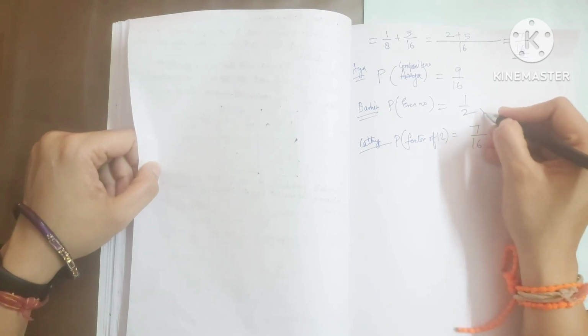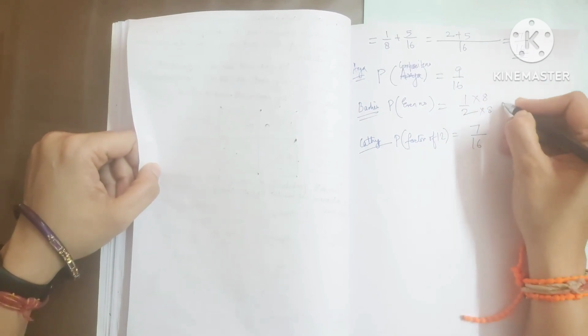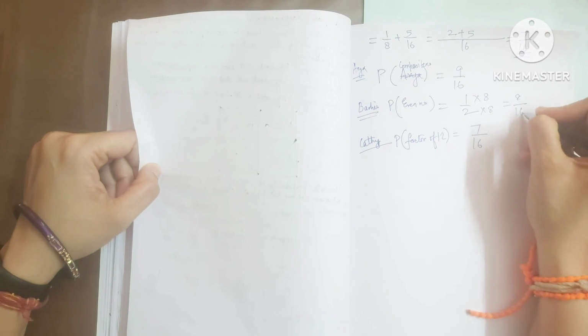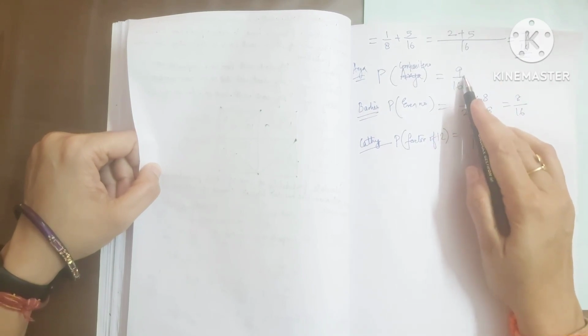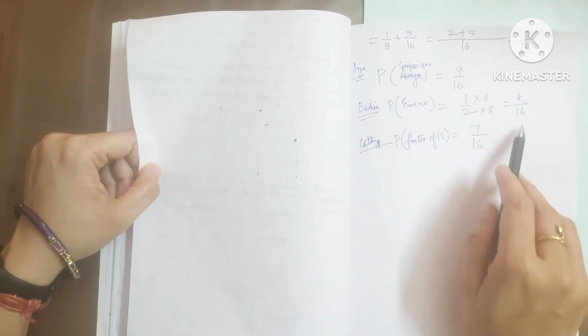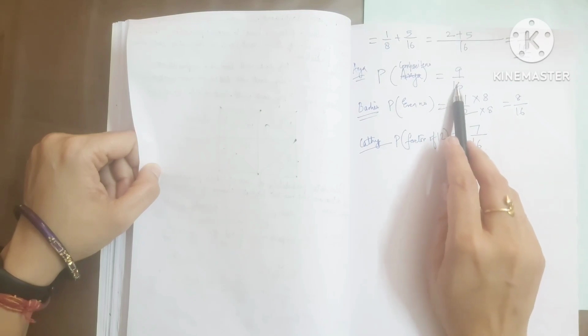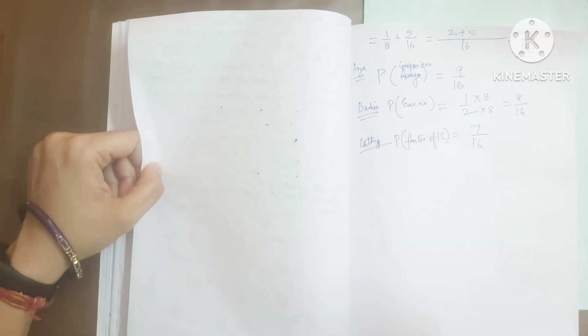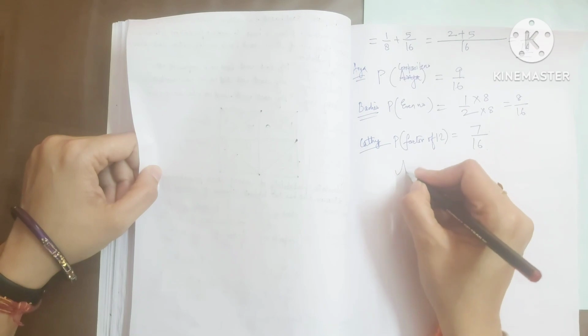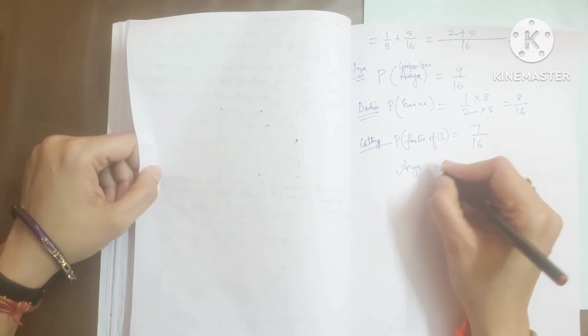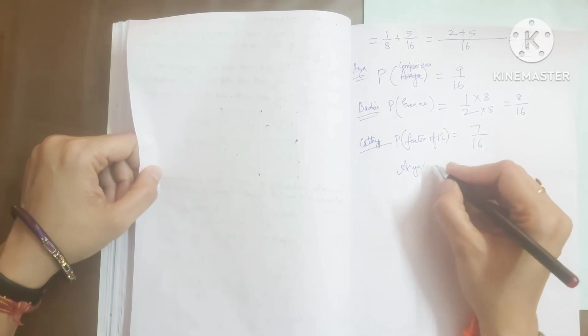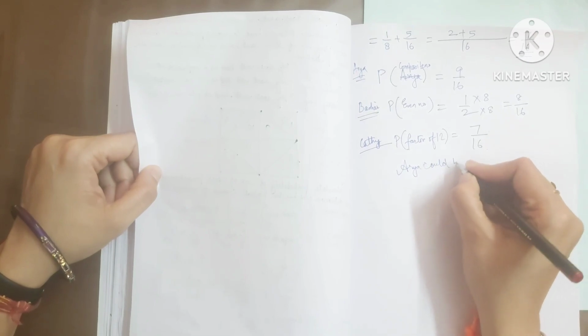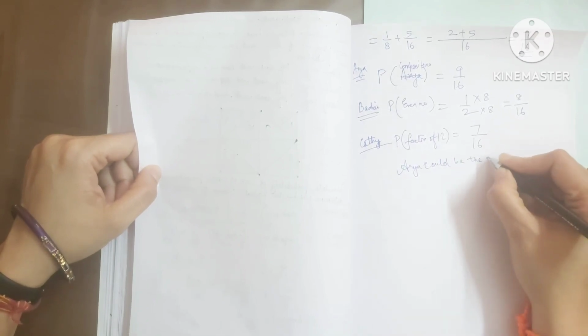For this, let me convert it into an equivalent fraction. It will be 8 by 16 for Bashir. So which is bigger? Clearly 9 by 16, 8 by 16, 7 by 16. Arya's chances of winning are the biggest because her probability is 9 by 16. So Arya could be the most probable winner according to the probability.